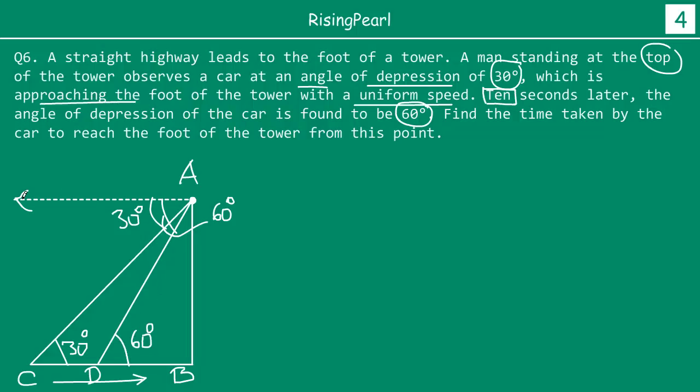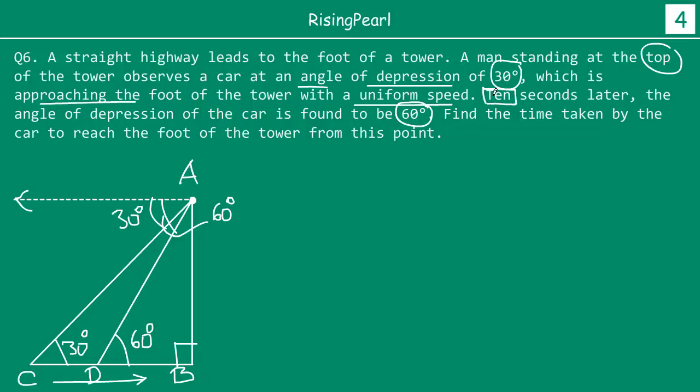Same reason again: BC is a horizontal line and AD is a transversal, so this angle is equal to this angle. And we know this is a right angle, right? Because this is the tower and this is the road. So now the question is that the car continues to move forward, and at some point the car will be at the foot of the tower.